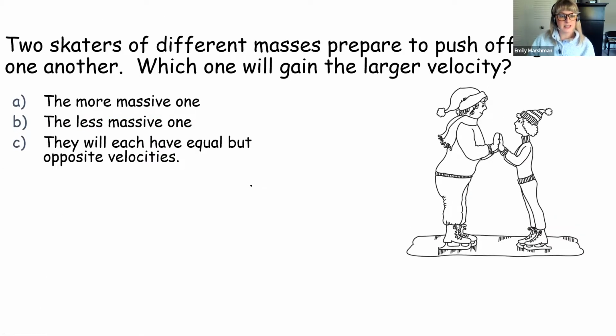Let's think about a slightly different application of conservation of momentum. This is an example of what we would call recoil. So let's suppose I have two different skaters with different masses, larger mass on the left-hand side, smaller mass on the right. They push off from each other. Which one's going to gain the larger velocity?